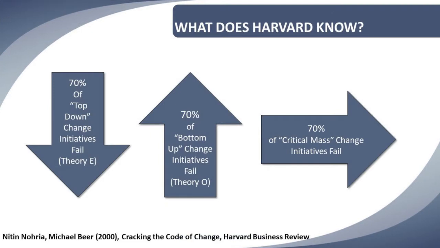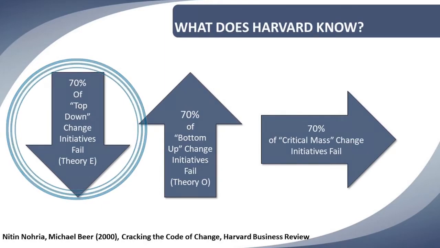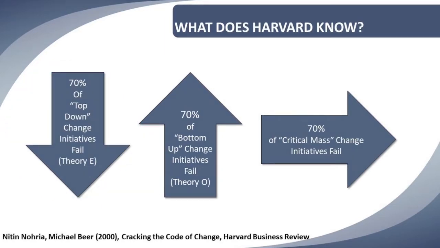Harvard has reported that change, generally speaking, fails at a very high rate. Theory E type of change, we can call that top-down. Harvard has reported that 70% of those top-down change initiatives fail. And those types of methods are pretty familiar to us in the community and justice system. Those are where the executive director or the legislature or somebody else imposes change from the top down.